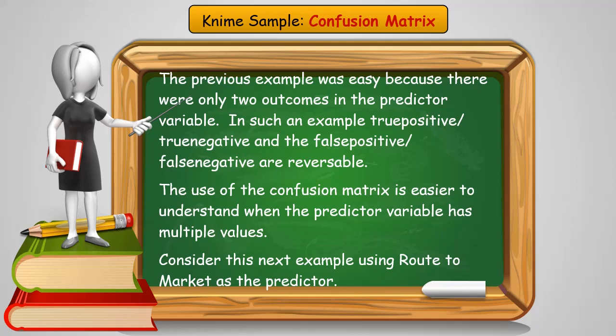Now, in that previous example, it was very easy because there were only two outcomes in the predictor variable, a win or a loss. In that type of example, the true positive, true negative, and false negative are just reversible. The use of the confusion matrix, you might think, hey, that seems like overkill, but it's easier to understand when the predictor variable has multiple values. So consider this following example using route to market as the predictor.